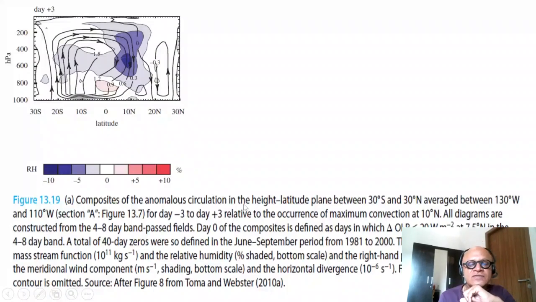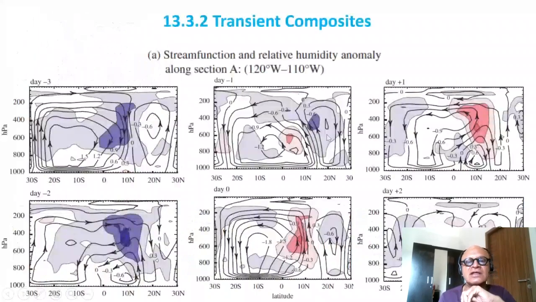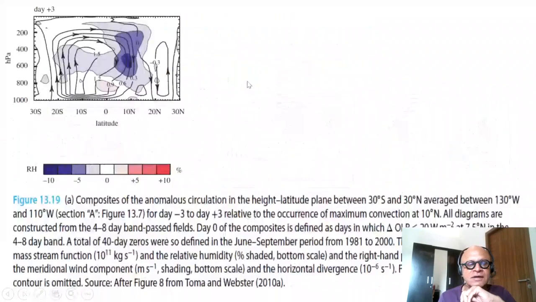So these are composites of anomalous circulation in the height latitude plane, averaged between 120 west and 110 west. So the labeling is consistently wrong between here and the caption and the labels on the figure itself. Okay, so these are constructed from the 4 to 8 day bandpass filtered fields. Only then will you get these evolutions at high frequencies.